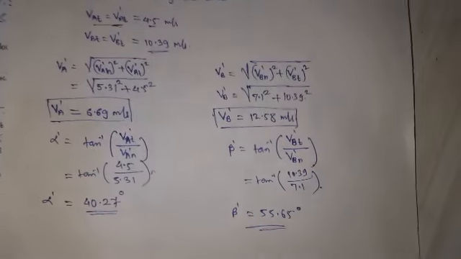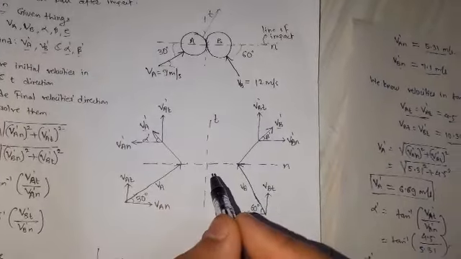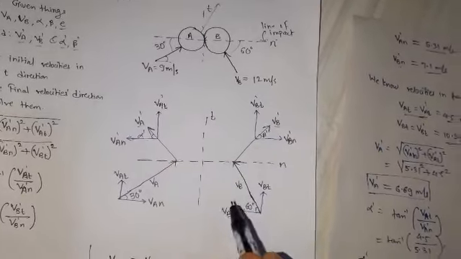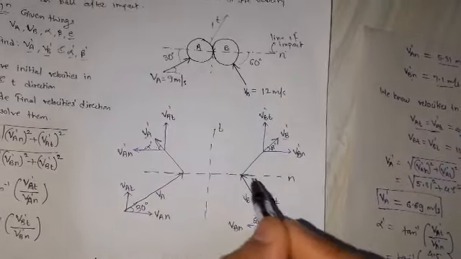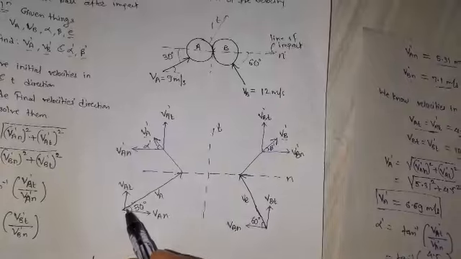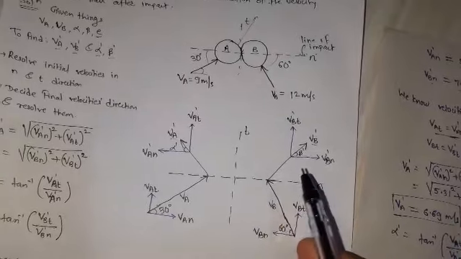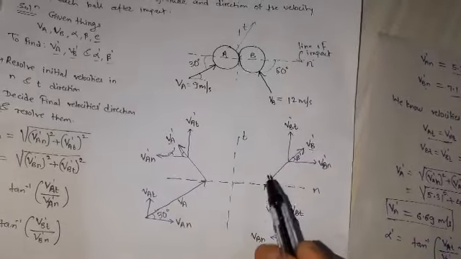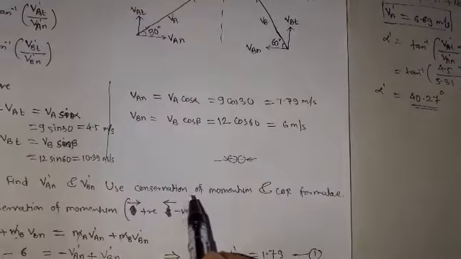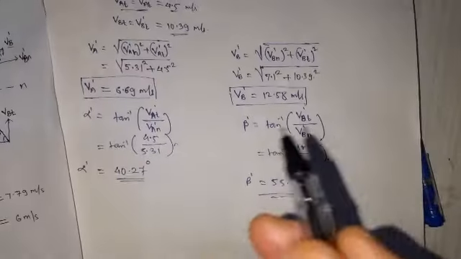So in such oblique impact problems, you just have to remember that no change in velocity takes place in the t direction, which is perpendicular to the line of impact, and change in velocity happens only in the n direction. So the t direction velocity will remain the same. This velocity is equal to this, and this velocity is equal to this, and the only change takes place in the n direction, which can be calculated by the law of conservation of momentum and the coefficient of restitution formulas. So this is the end of our problem, and this is the solution. Thank you.